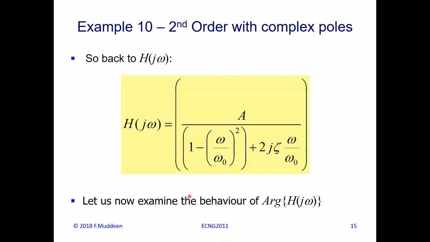So this was basically your H(j omega) equation that we had to begin with. We observed the magnitude points for it, basically seeing how the magnitude graph is going to look like. So now let's see what happens if we try to find out what is going to be our phase plot accordingly.